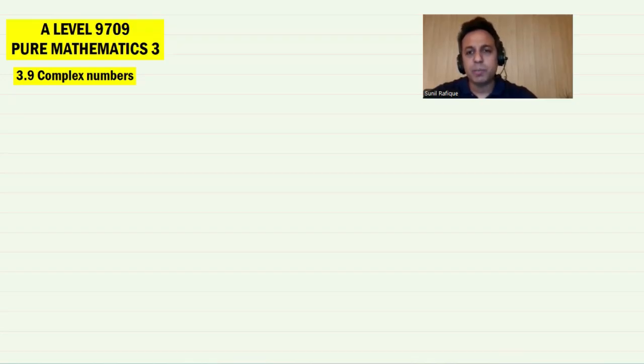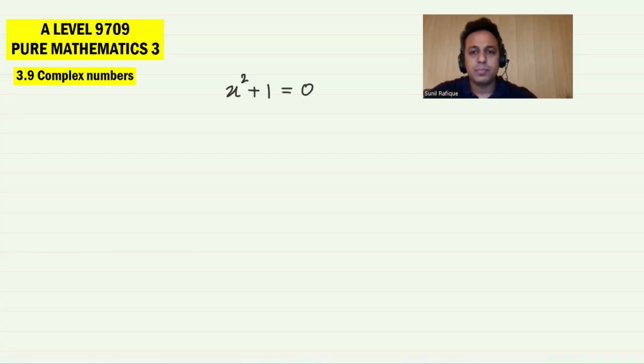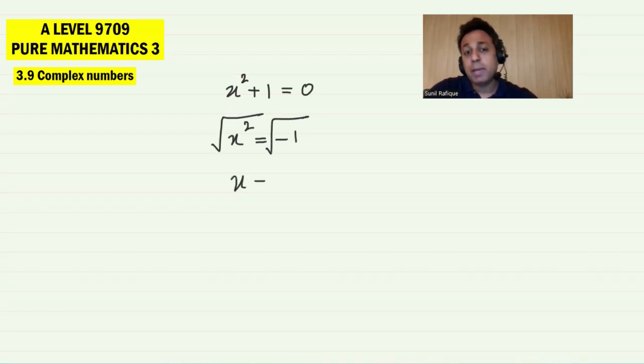Before we dive into the topic, I want you to pause the video and quickly try to solve this equation: x squared plus 1 equals 0. So what just happened? x squared equals -1, and when you square root it, you get a math error. Oops, that is not a solvable case.